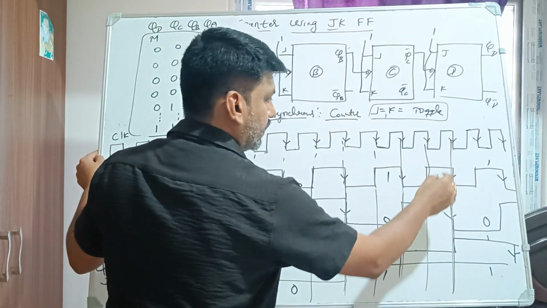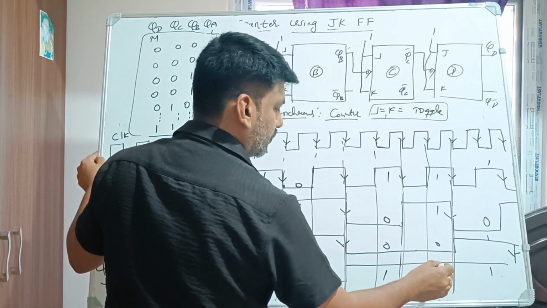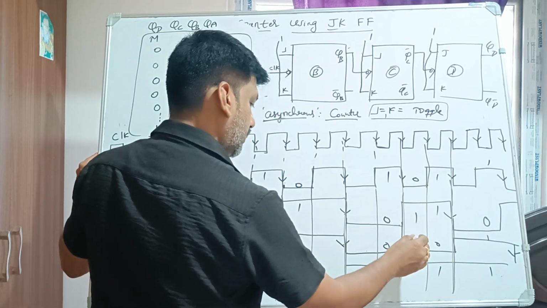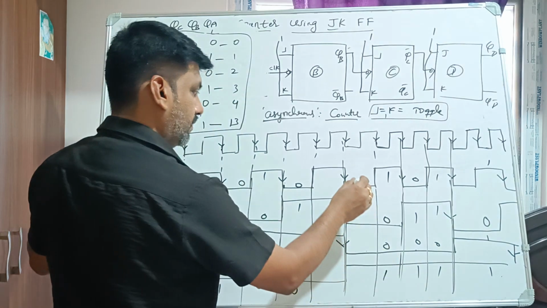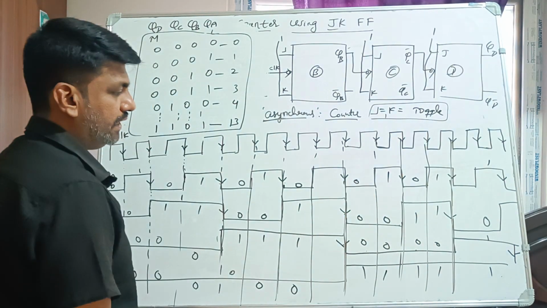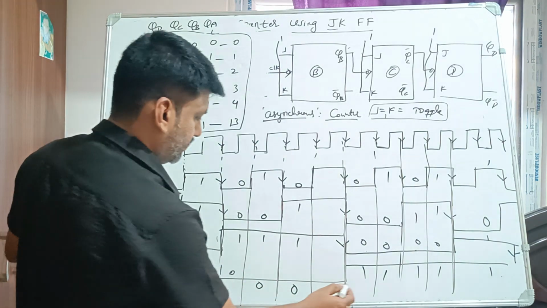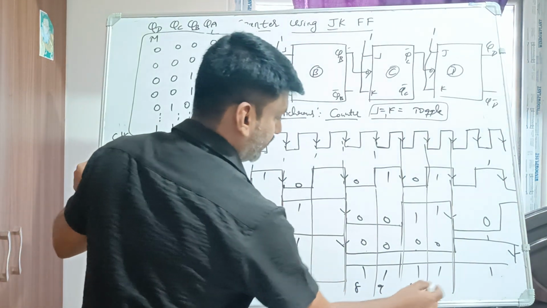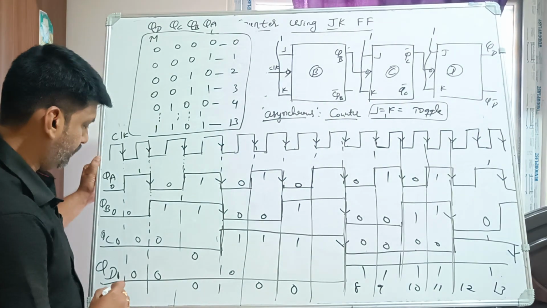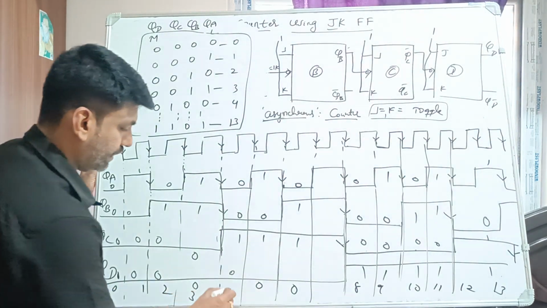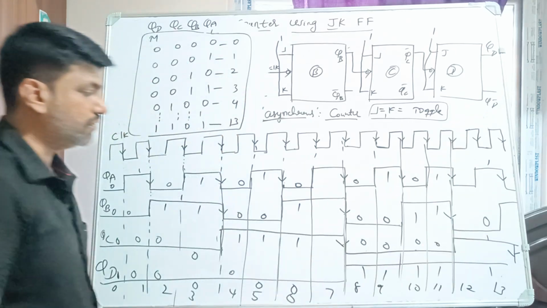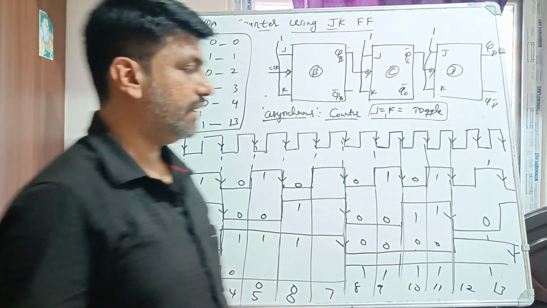So here it is 1 1 0 1. It is 0 1 0 1, right? 0 0 0 1, right? So it is nothing but 8, 9, 10, 11, 12, 13. So here it is 0, 1, 2, 3, 4, 5, 6, 7, 8, 9, 10, up to 13 we have written. Similarly, 14 and 15 are missing.